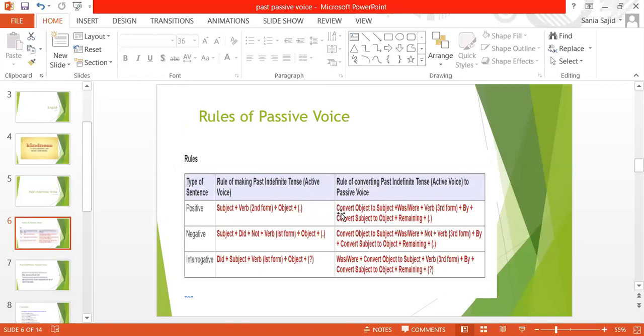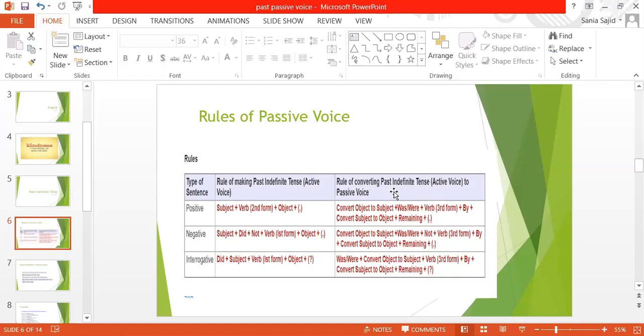The helping verbs used in past indefinite passive voice are was and were. We use was with a singular person and were with plural persons, plural nouns. In negative, in active voice: subject plus did plus not plus first form of verb plus object plus full stop. Why do we use the first form of verb? Because did is already the second form of do.